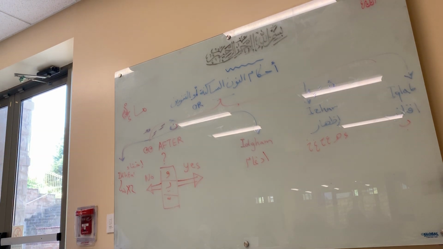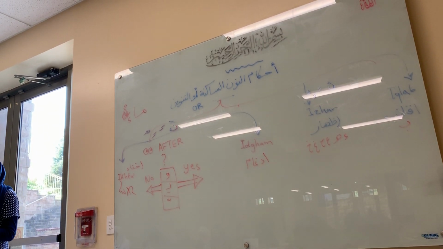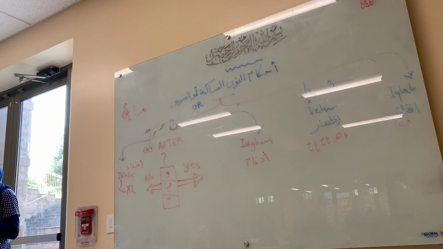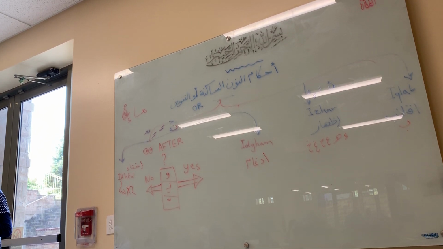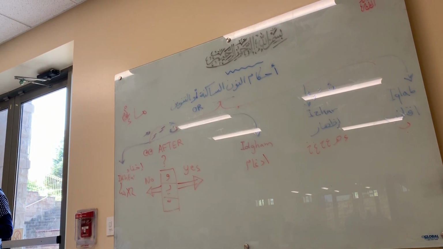Okay? For now it's 2 counts. But it's slightly shorter than the time of the mim mushaddada or nun mushaddada. Remember? We hold the قُلْ أَعُوذُ بِرَبِّ النَّاسِ. Okay?